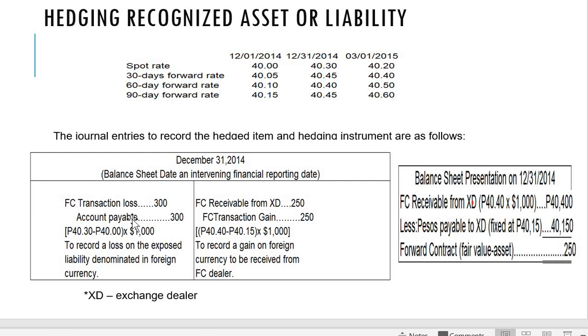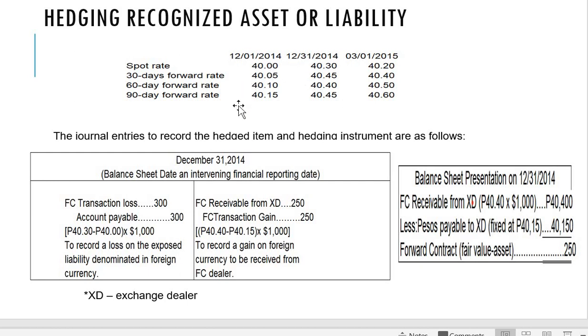So, our entry would be a debit to foreign currency transaction loss and accounts payable for 300. Okay? Since it's always the opposite, if our hedged item is a liability, our hedging instrument is a receivable, diba? Because the foreign currency receivable from exchange dealer absorbs the changes in the value of our underlying. Therefore, if our hedged item is payable, our hedging instrument is receivable. Since this is a receivable, if it increases, that means a gain. If it decreases, that means loss.